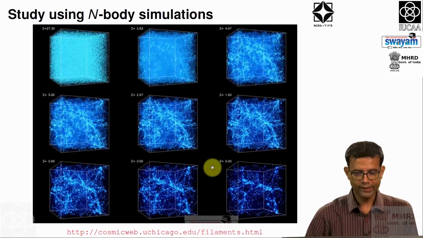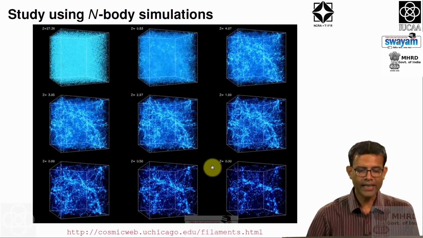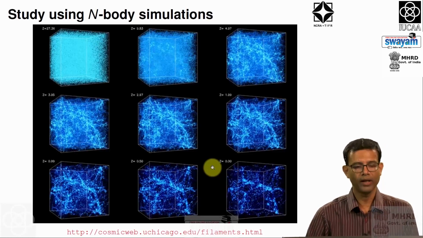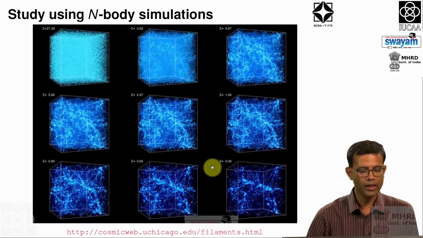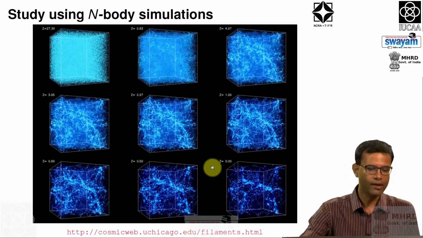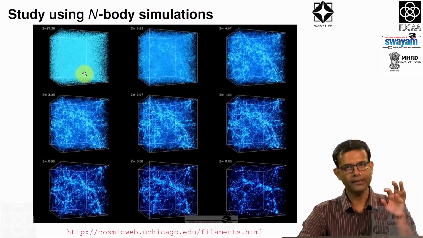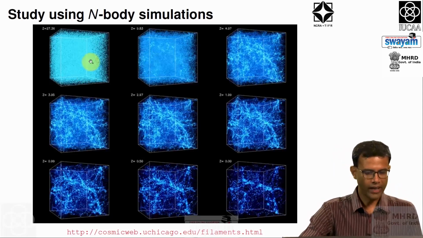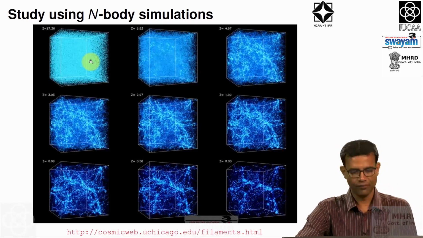Of course, this is all you can do using analytical methods. If you want to go beyond that, you have to actually use numerical methods. For example, you have to study using what we call n-body simulations. So, in n-body simulations, what you do is you take a box, you put in some particles and you assume that they are interacting via gravitational force, Newtonian is sufficient.